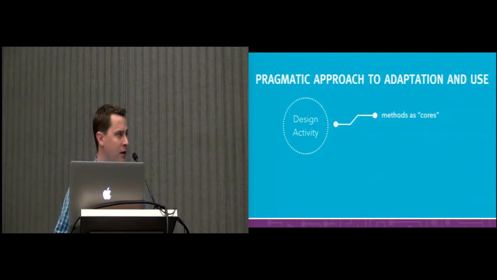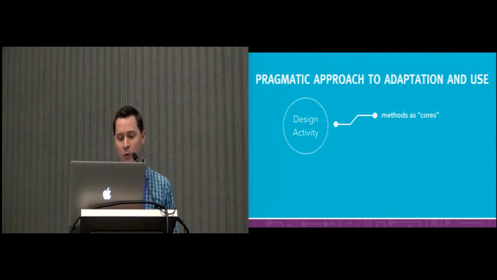What we saw with a number of our participants was a very pragmatic approach to adaptation and use, where they, within their design activity, talked more about their methods as cores. And these cores became so abstracted that the link with the originating method was often lost, with little ability to recall or list methods in a mechanical way. And a lot of these methods arose through descriptions of project work rather than when we asked them to list methods themselves.